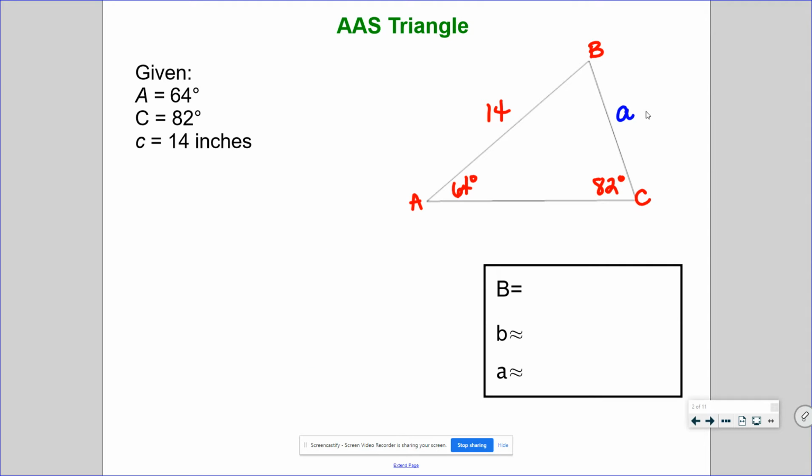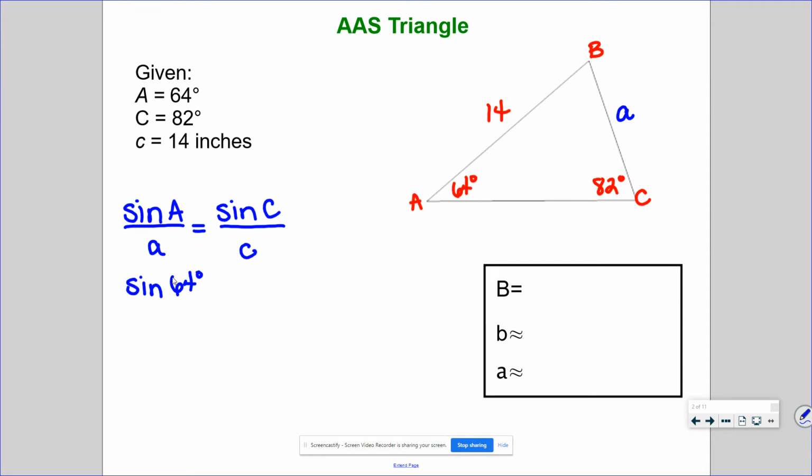At this time, I need sine A over a because I need to find the value of the side length a. So I'm going to go sine A over a. I need that. And then my other fraction needs to be two things that I do currently know. So I can't use B because I don't know B, but I do know angle C and side c. So I'll go sine C over c. So this is what I'm going to use. I'm going to plug in what I know.